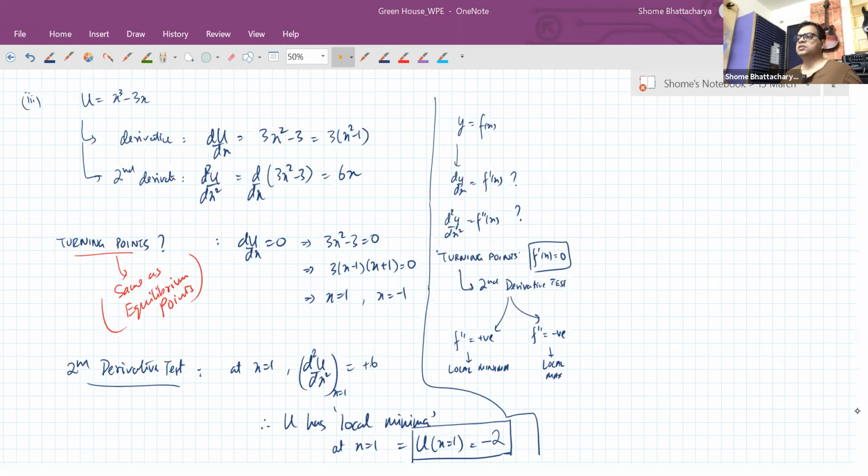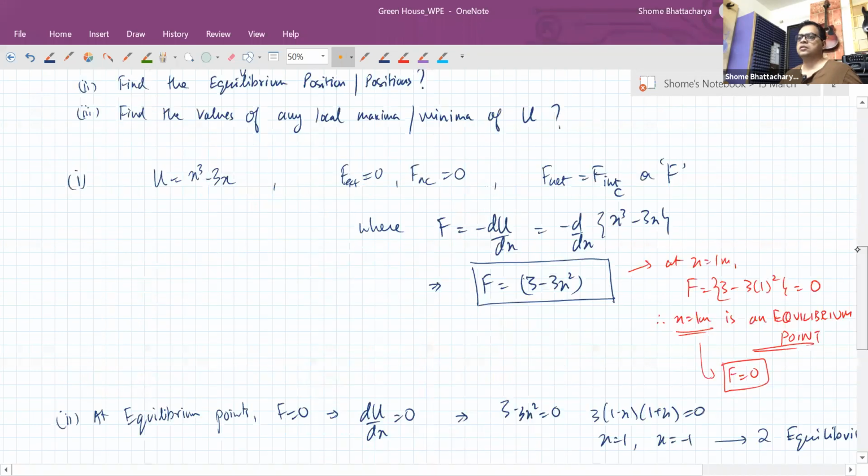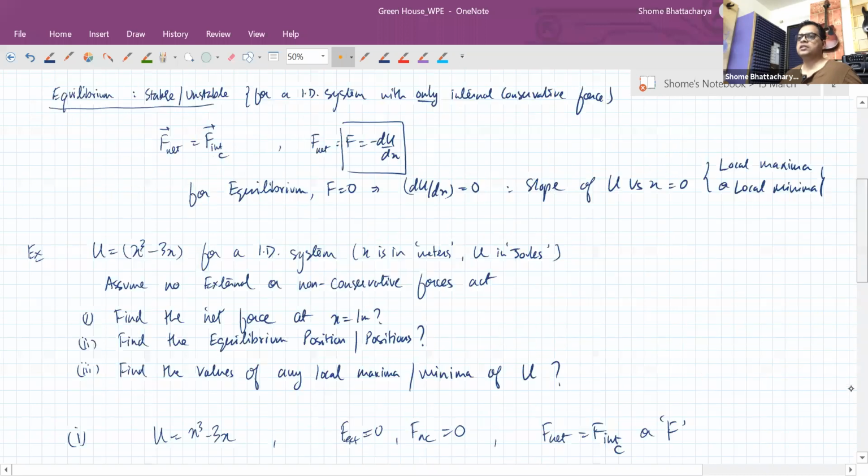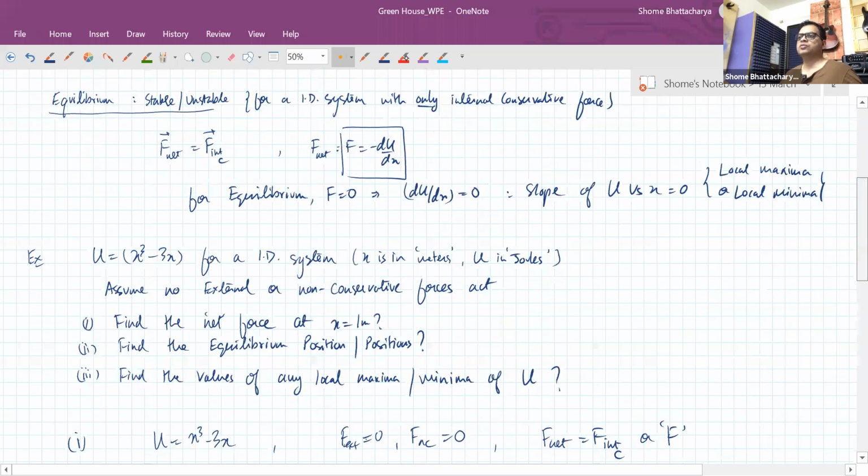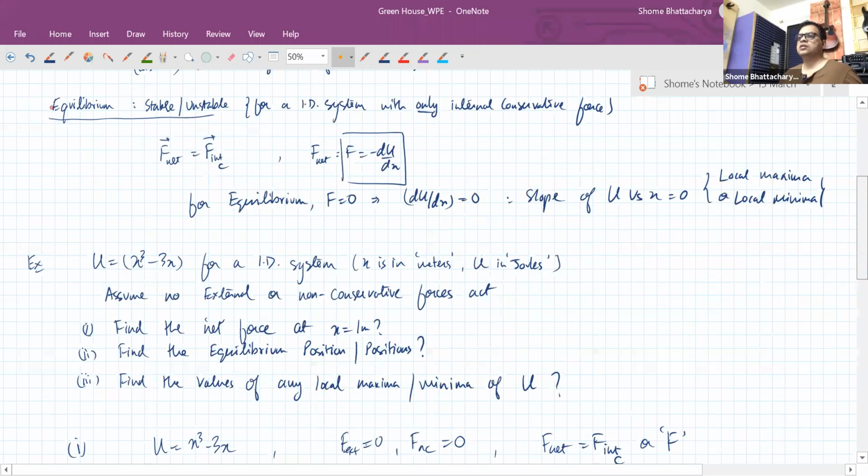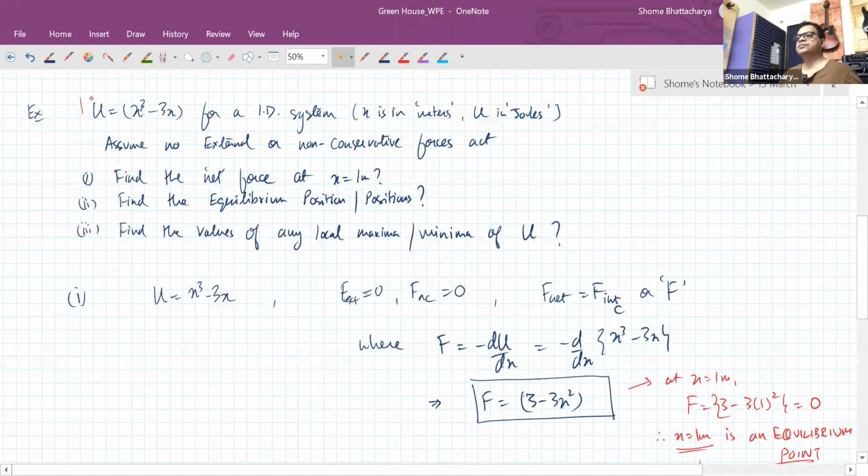Just a second, let me check. No, the function is x cube minus 3x only.